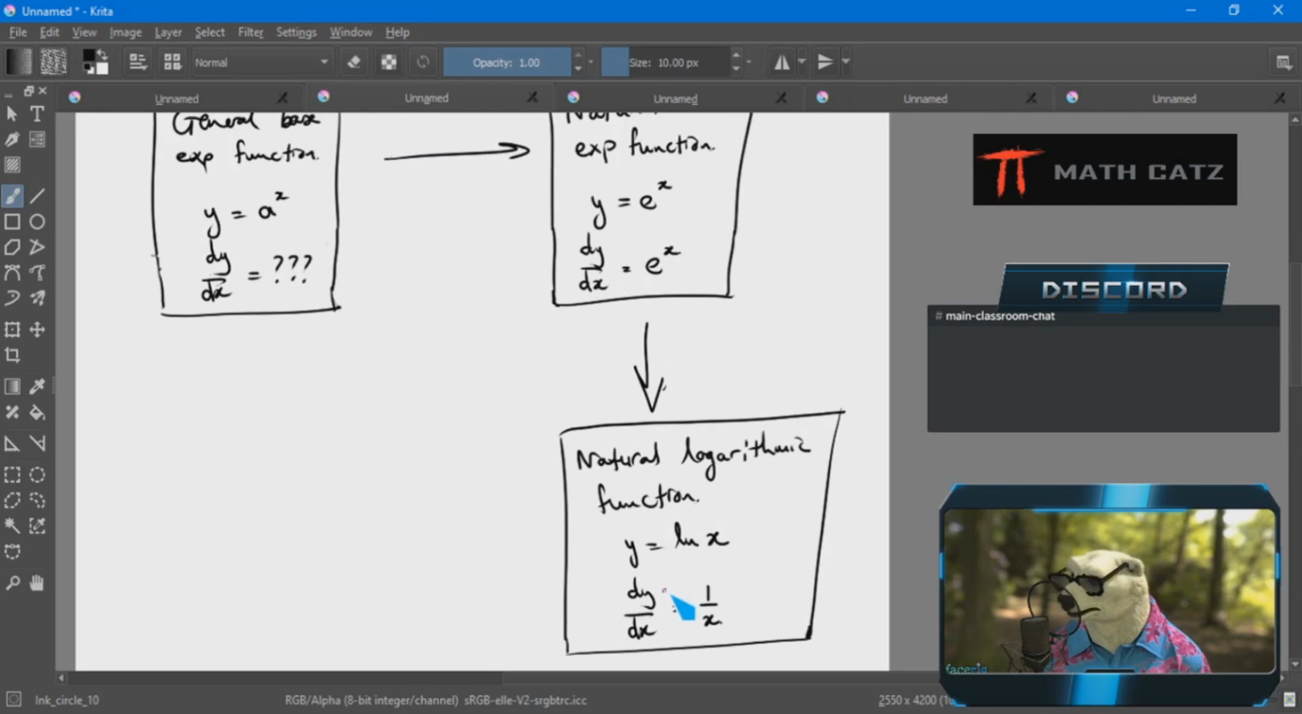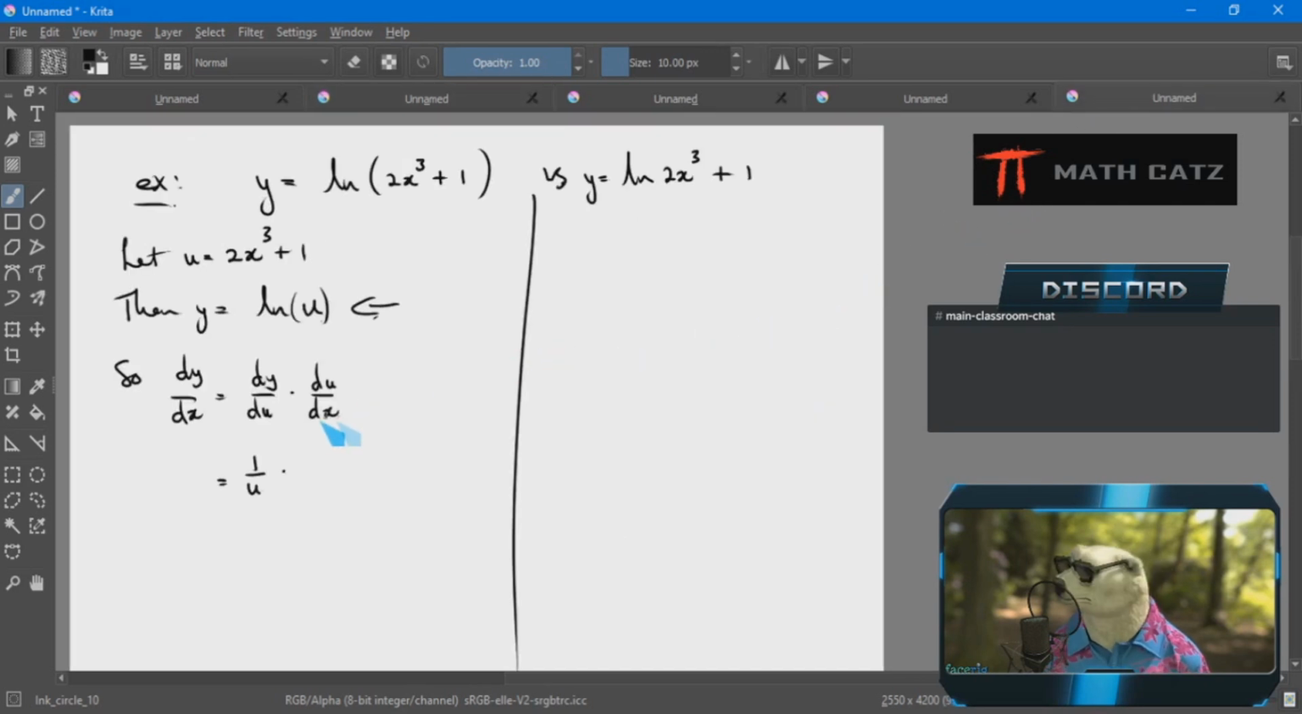If it's a single variable, just like here, it was a single x, then the derivative is e to the x. If it's a single x, then it's 1 over that x. If I call the variable a u, well, that doesn't change anything. It's single. Then it's just 1 over that.